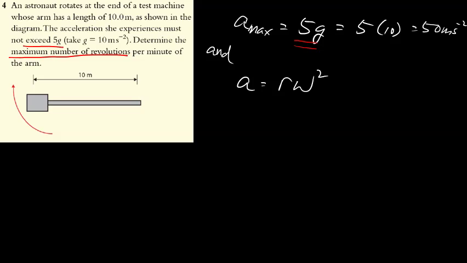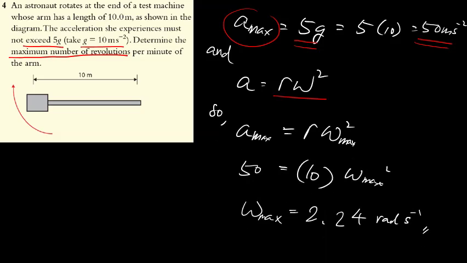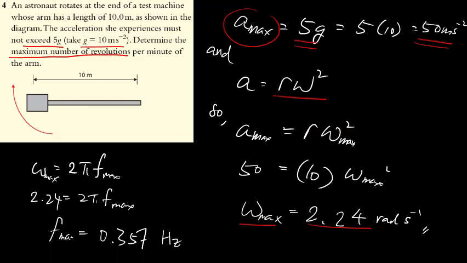Since it said g is 10 meters per second squared, you find 50 meters per second squared for the maximum acceleration. I chose an equation which is a bit stupid, you will know why. That is r omega squared. Then I substitute all the things I know and find the maximum omega to be this, and I use another equation relating to the frequency, which is the maximum, of course.